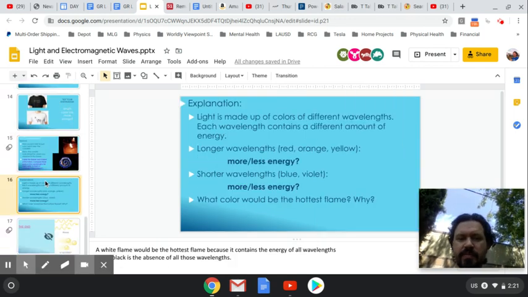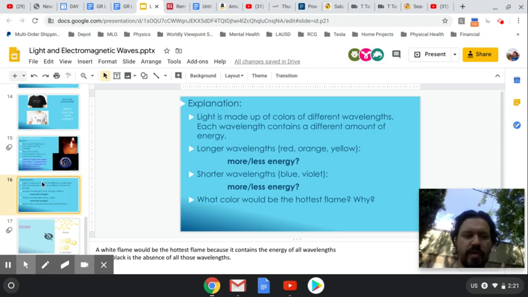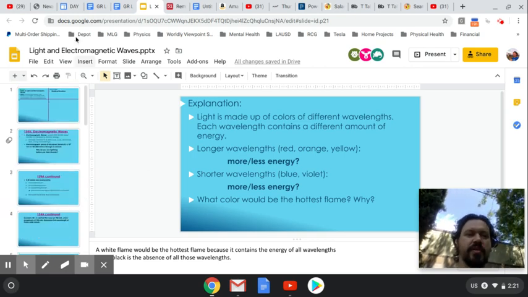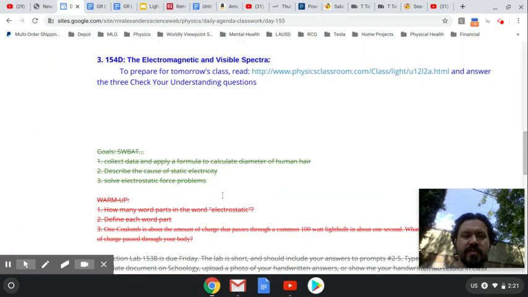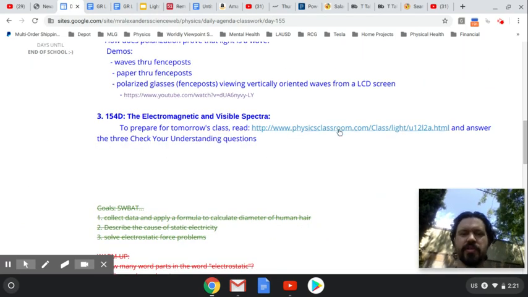And then last but not least, thinking about the wavelengths, just put them in order. What's got more or less energy? Thinking about wavelength, long and short, and which would be the hottest part. And that's it for the slideshow. There's a little bit of reading back over here on the physics classroom, and there are 3 questions to check your understanding.